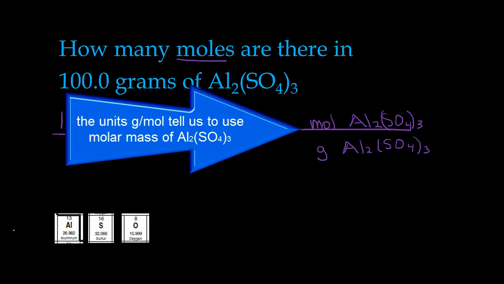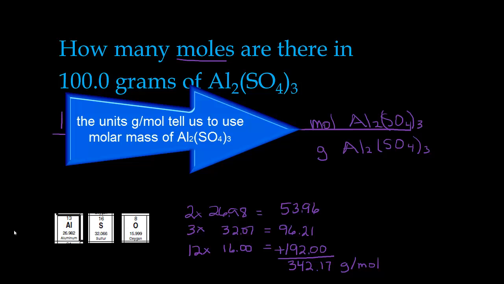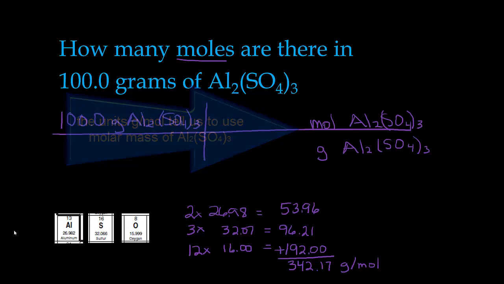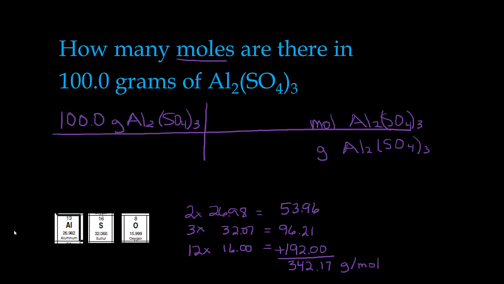Aluminum is 26.98, and we have 2 of those, so we're going to go 2 times 26.98, and we have 3 sulfurs, so 3 times 32.07. And we have 12 oxygens, because 4 times 3 is 12, so 12 times 16.00. I multiplied all these out and added them together to get the molar mass of aluminum sulfate, and I've gotten 342.17 grams per mole.